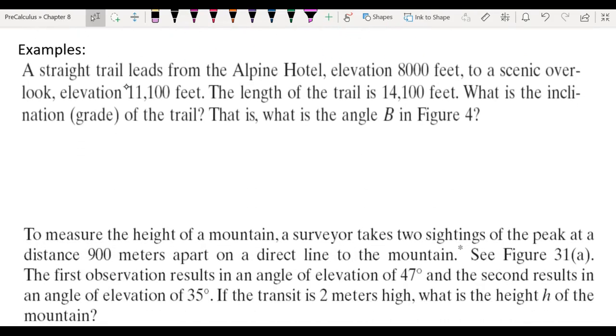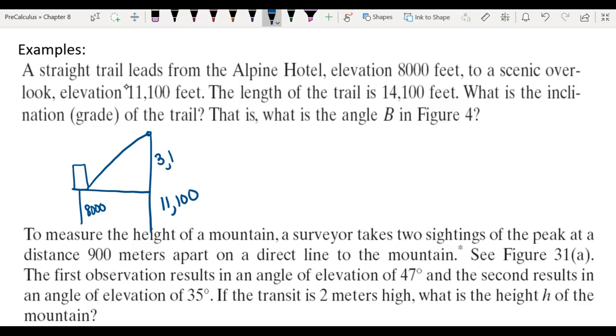So here's our first example. You have a straight trail leading from a hotel. So here's my hotel. Okay, and your hotel is at 8,000 feet. Okay, and then there's a trail going to a scenic overlook that's at 11,100 feet. So the first thing you have to recognize is you need to subtract these two numbers, because we know then that it went up 3,100 feet.